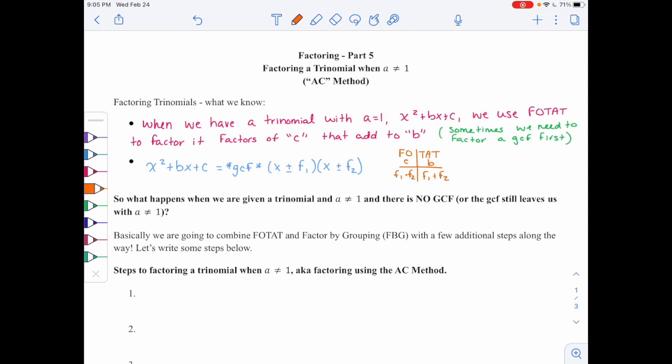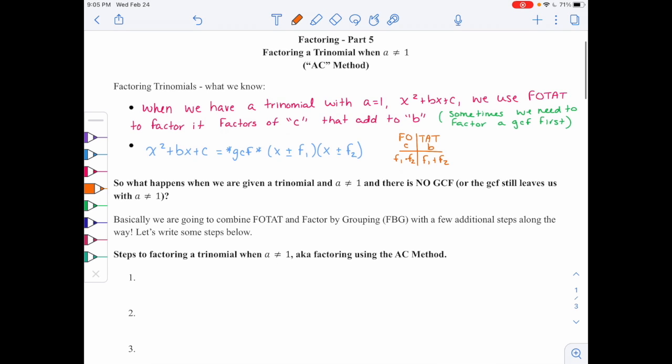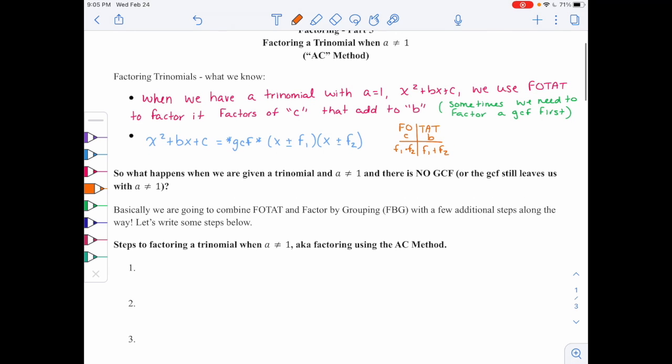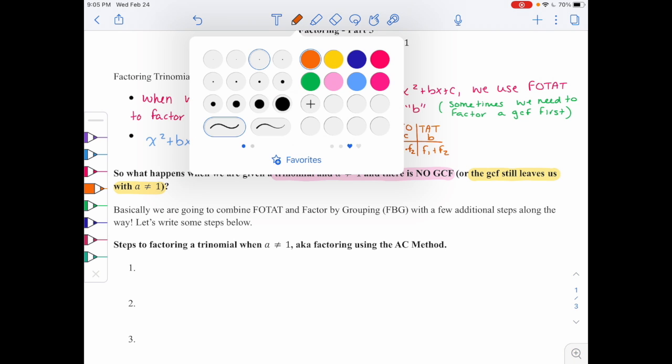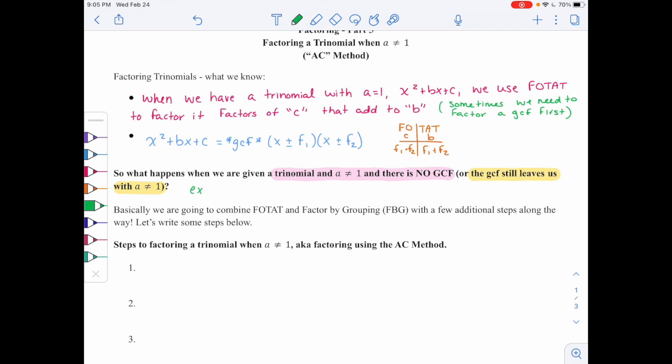So that's what we know about factoring trinomials so far, which is not much. We really are just comfortable with A equal to 1. If A is not 1, there's typically a GCF. But what we need to consider is what's going to happen when we're given a trinomial and A is not 1 and there's no GCF, or sometimes there's going to be a GCF, but that GCF still leaves us with A not equal to 1. So that really means that we're going to have an A term. For example, something like 3x squared plus 5x plus 6. I don't even know if that factors. I don't think it does, but that doesn't matter.